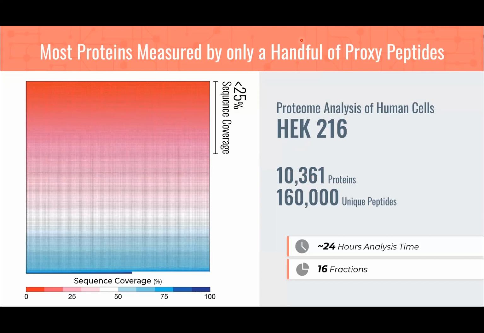But if you go look at how much of each protein we detect, in this heat map, each pixel represents a protein of these 10,000 we detected. The really dark color indicates that we've covered most of the amino acids in that protein, whereas the red indicates we've covered less than 25% of that protein. And you can see the majority of the proteins, we don't detect most of them. And that's fine for quantification, but if you really want to characterize the proteome, you'd like to be able to cover every amino acid of every protein.